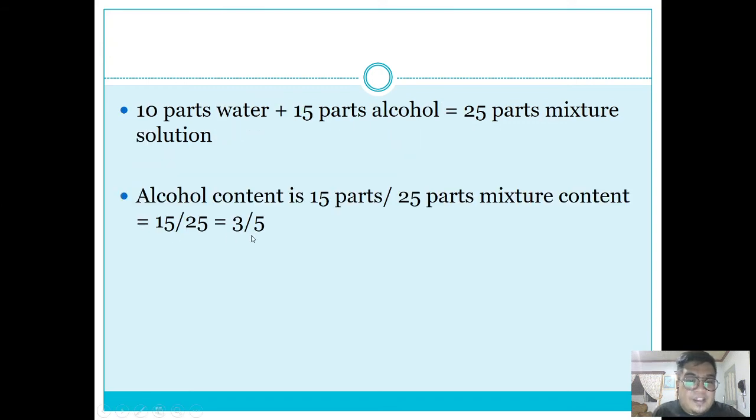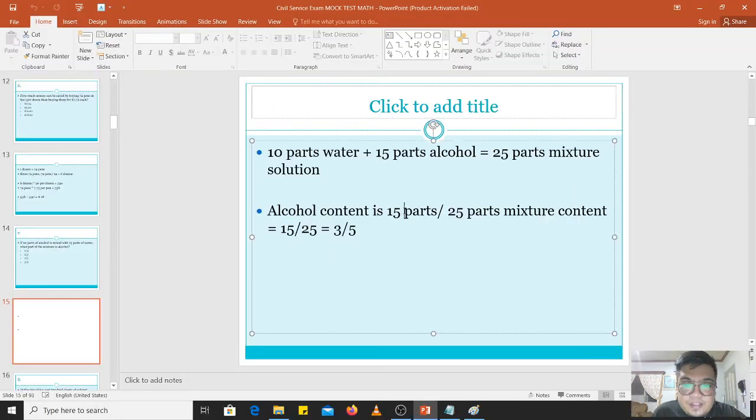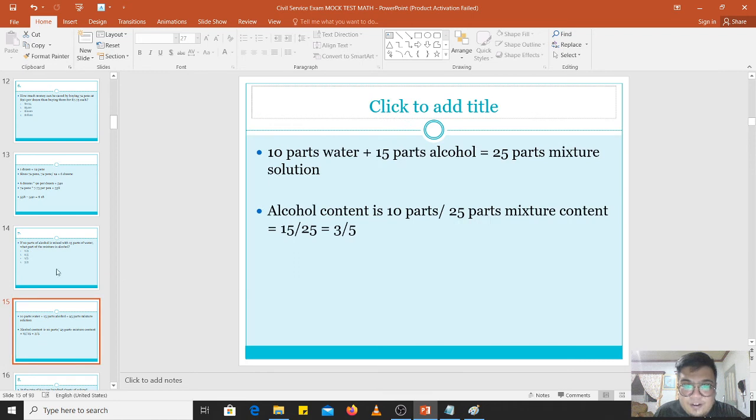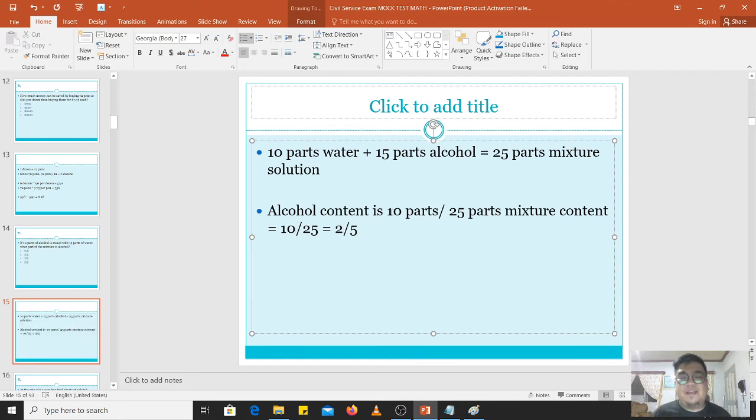Sorry, may mali tayo dito. This should be 10, kasi 10 lang yung alcohol. Tapos ang tanong is, what part of the mixture is alcohol? So 10, so this is 10 over 25. This is now 2 over 5. Ayan. So, nagkamali lang tayo dun sa nakalagay, no?